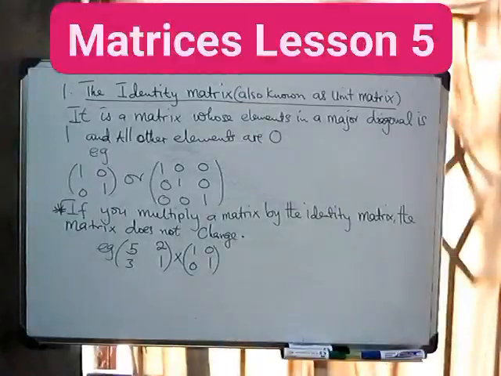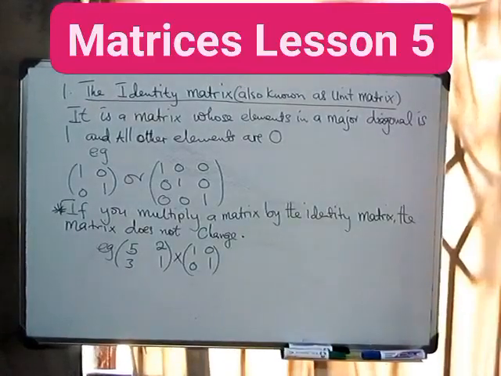We look at an identity matrix. An identity matrix is also known as a unit matrix. So it is a matrix whose elements in the major diagonal are 1 and all other elements are 0. So that kind of matrix is known as an identity matrix.